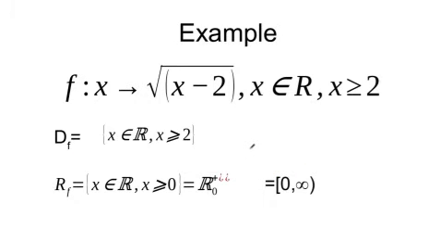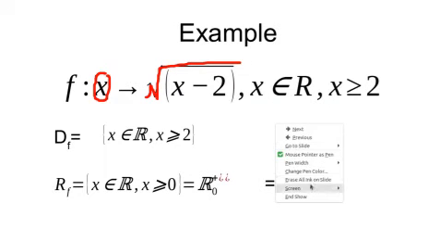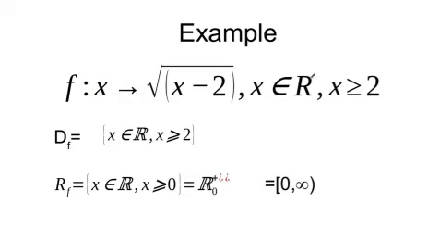Okay, this is another example. Look at this, this is a good one. So x is mapped to the square root of x minus 2. At the beginning of this video I told you that we are focusing on real number sets. We're not focusing on imaginary numbers or negative values of square roots, right?